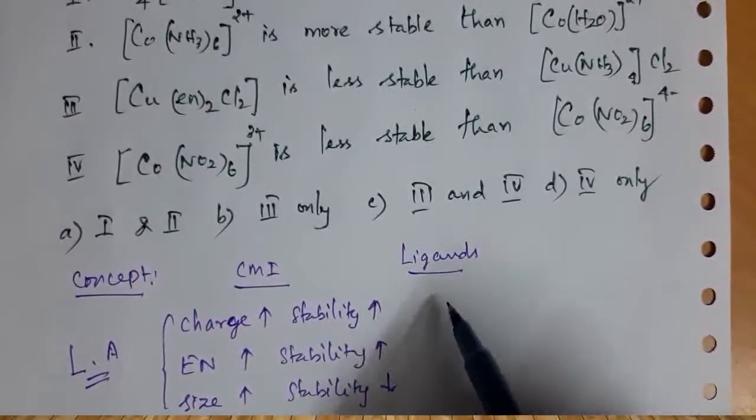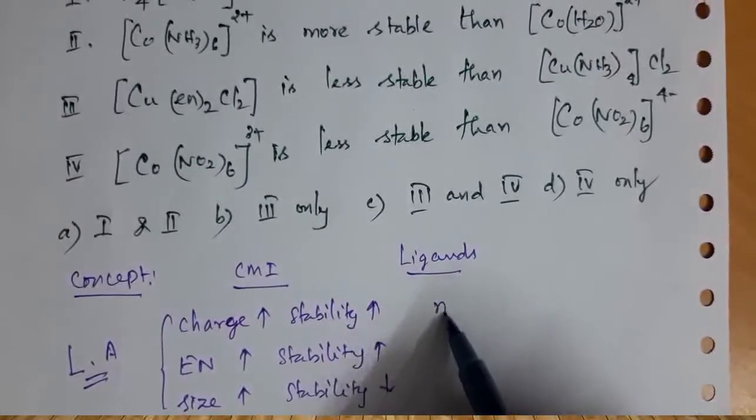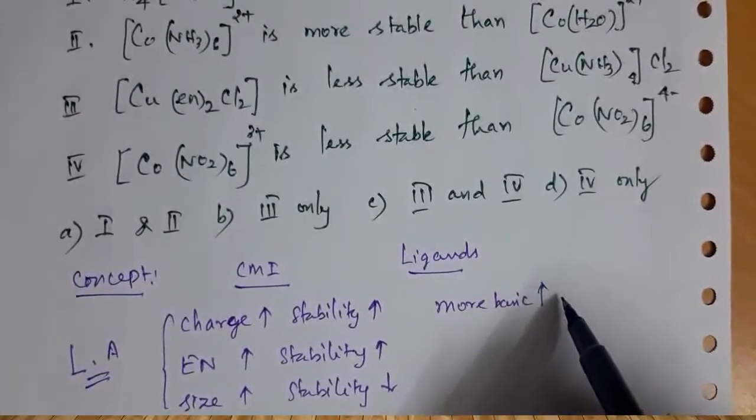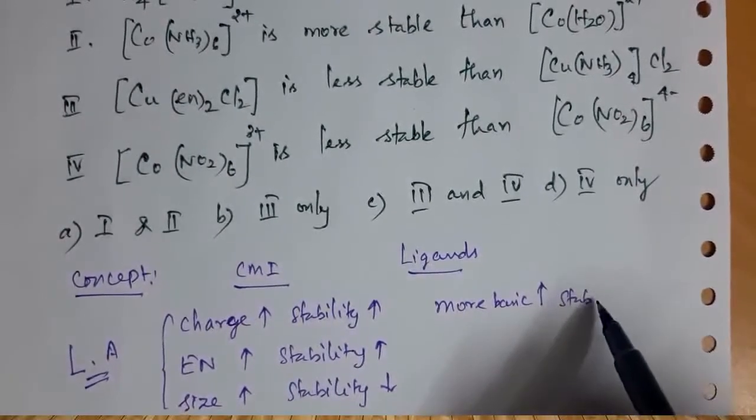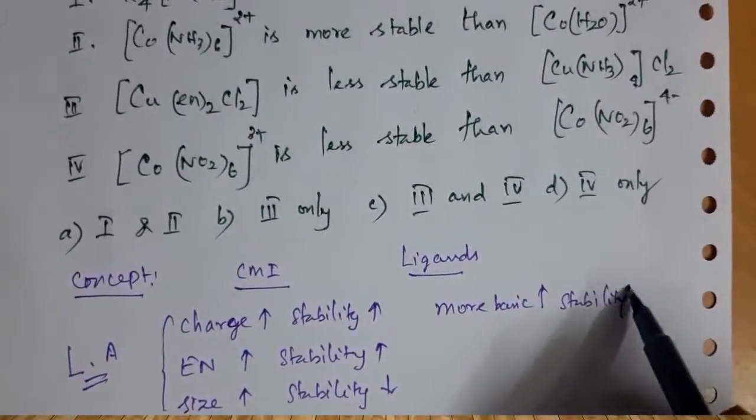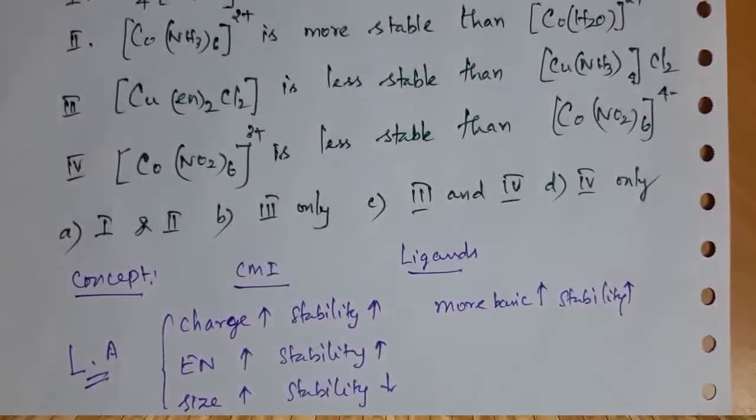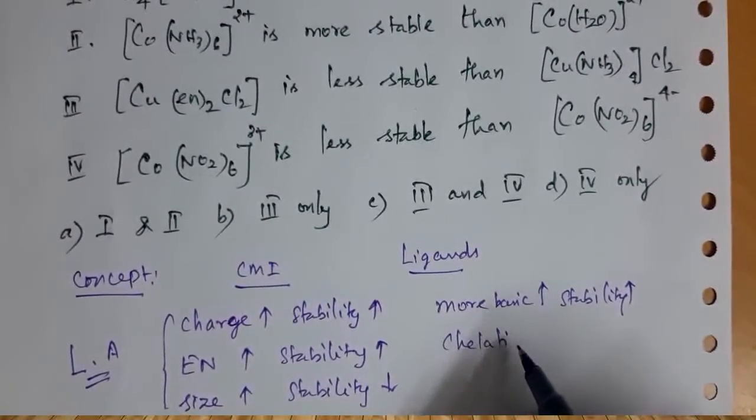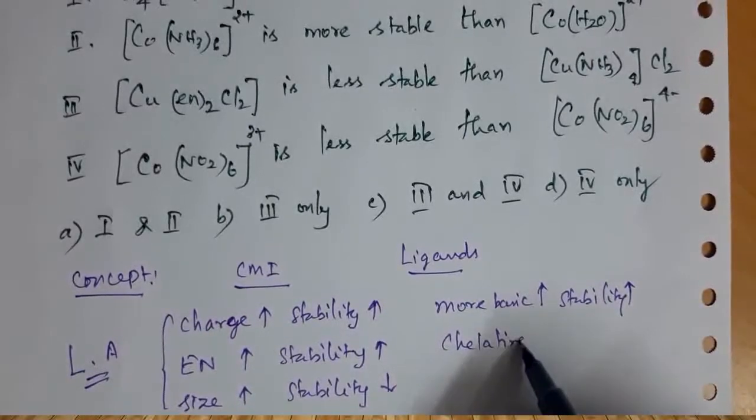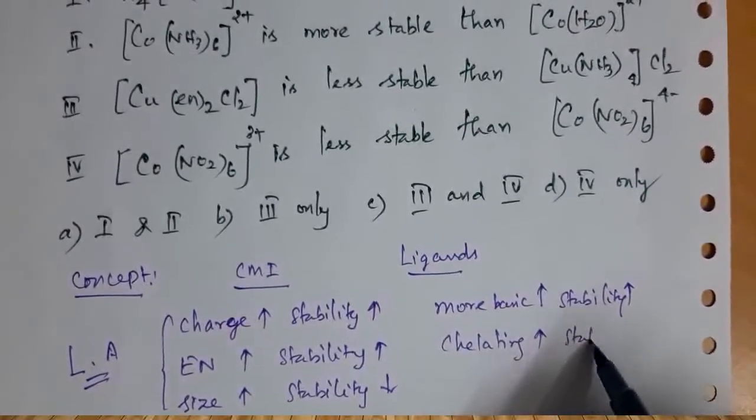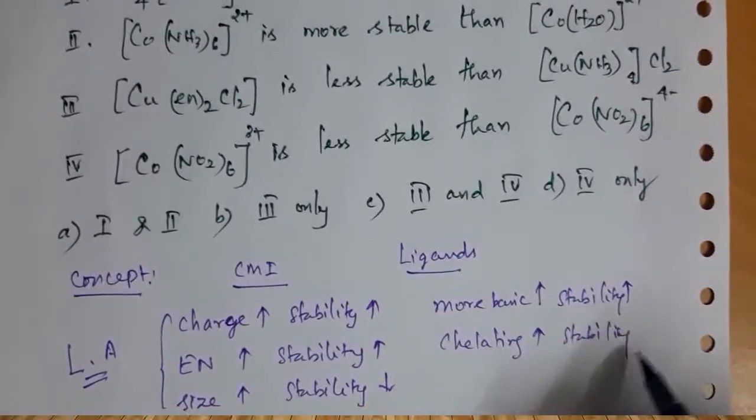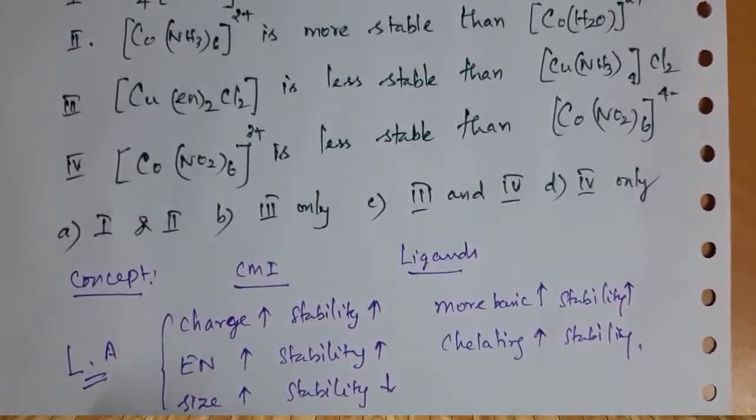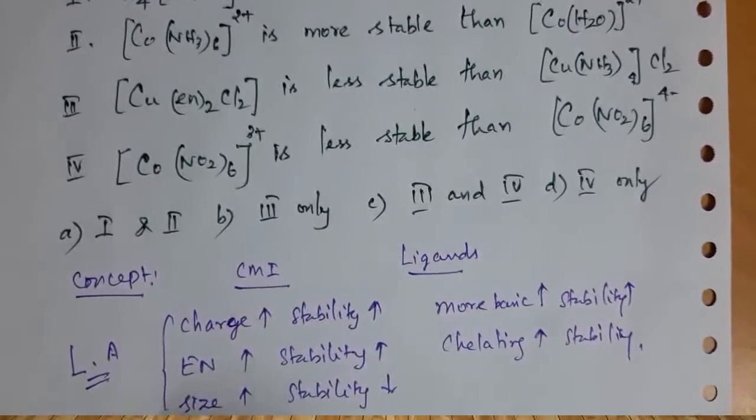Regarding ligands, the more basic ligands are more stable. So as basic nature increases, stability increases. That is, the donating tendency of the ligands increases. And chelation, so polydentate ligands. So as chelation increases, stability increases. Regarding size, there is the Irving-Williams series.